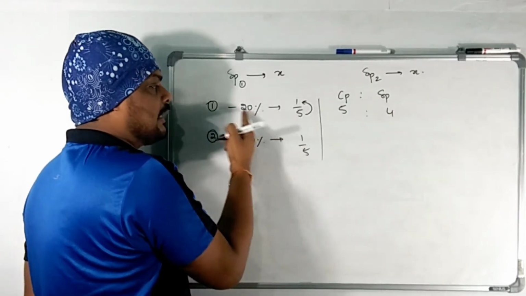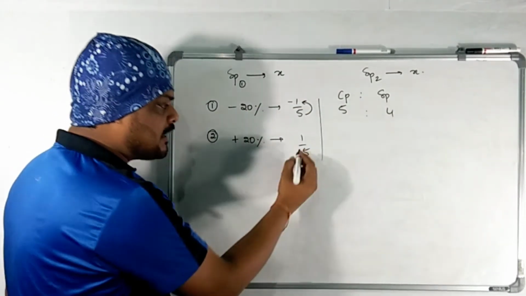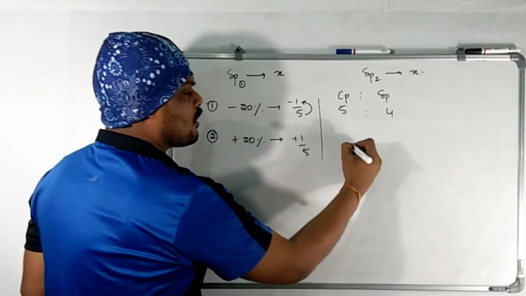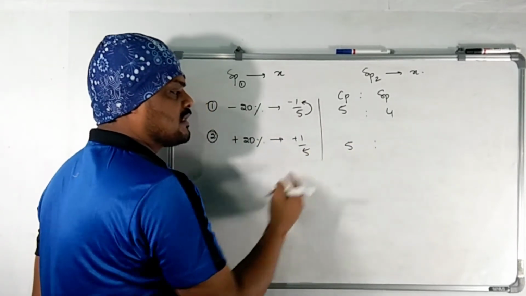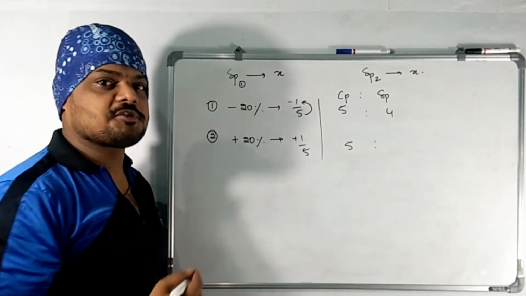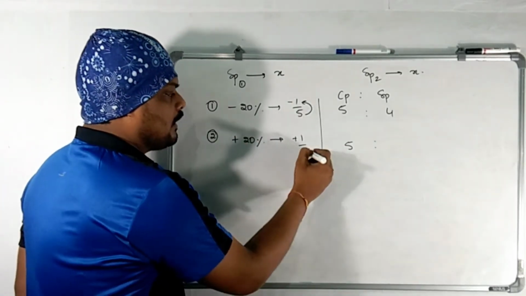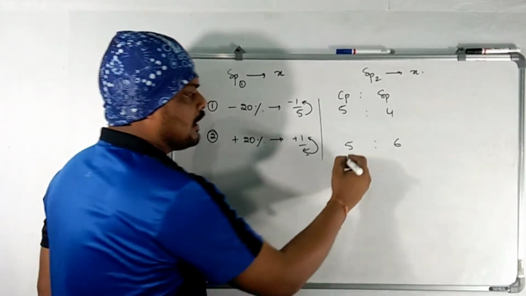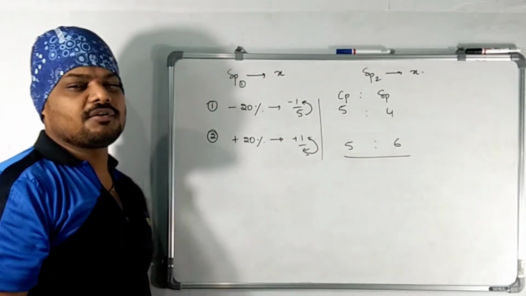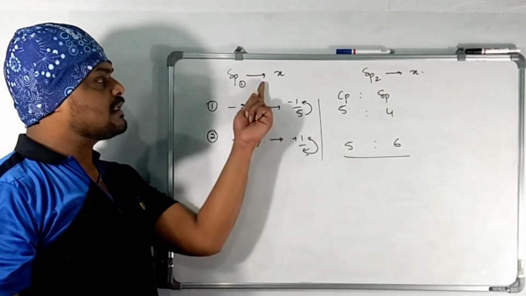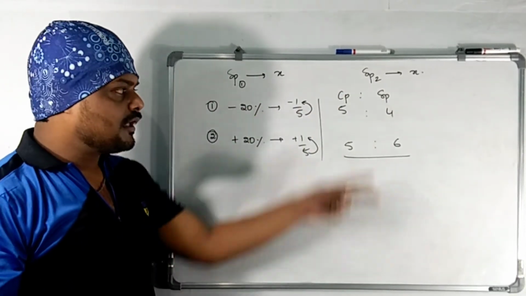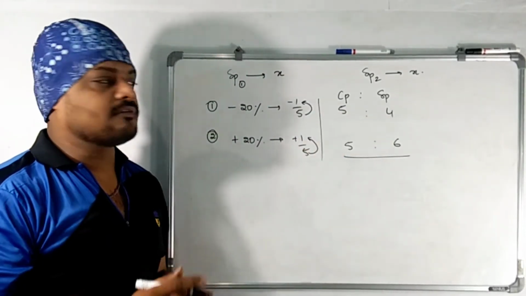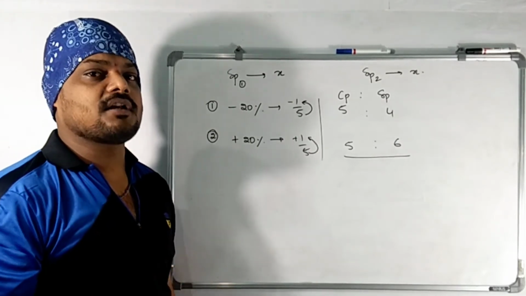Why 4? Because here he got a loss of 1 unit, and in the second condition he got a profit of 1 unit. So if you consider the cost price as 5 units, then the selling price will become 6 because he got a profit of 1 unit. Later just try to solve the question according to the given conditions. The given condition is that the selling prices of both the articles are equal. But the values of the selling prices are not equal, so make them equal, then you will get the exact ratios which you need.